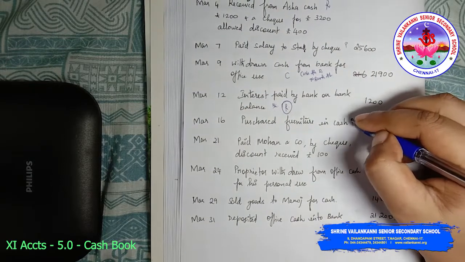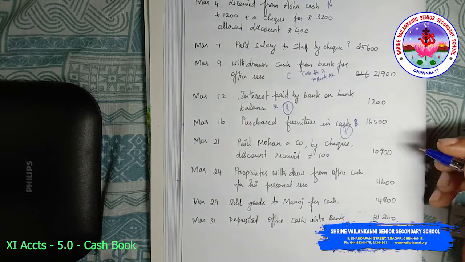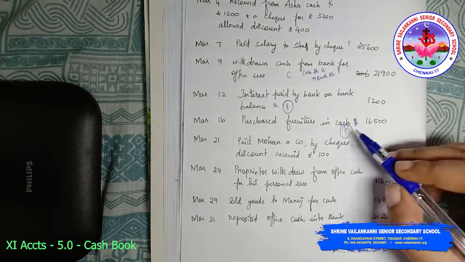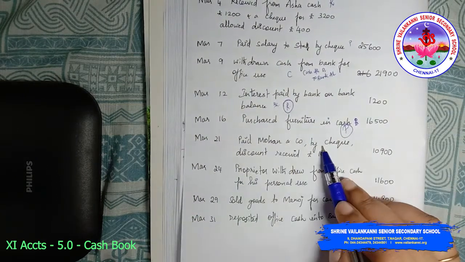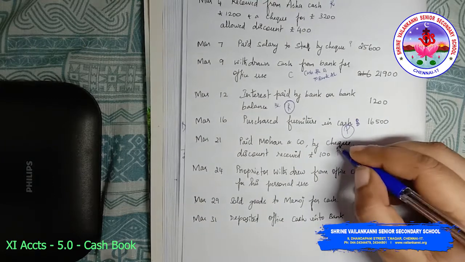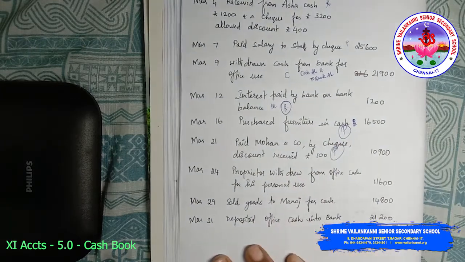Purchased furniture in cash. So it's a payment. Paid Mohan and company by check. So it's a payment again. I'll just teach you how to record all these things.